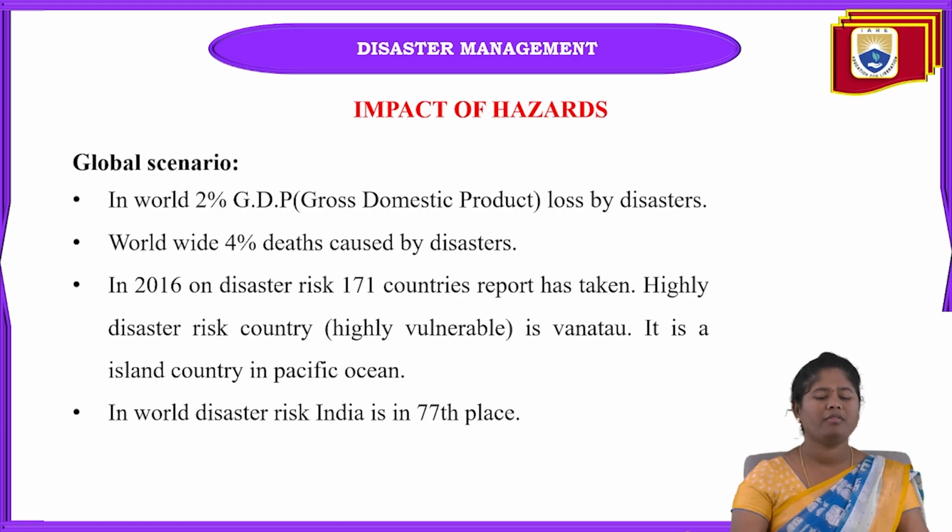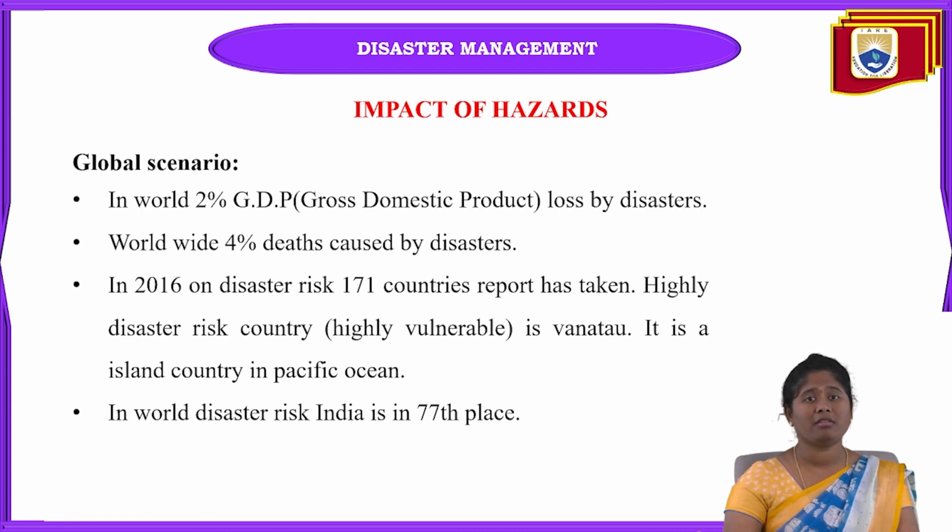Firstly, coming to the global scenario, I am going to explain the global scenario of the impact of hazards. Worldwide, up to 2% of the gross domestic product is lost due to disasters. We are going to lose up to 2% of GDP worldwide. Also, worldwide, 4% of deaths are caused by these disasters.